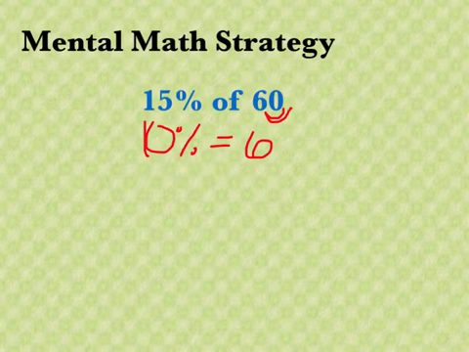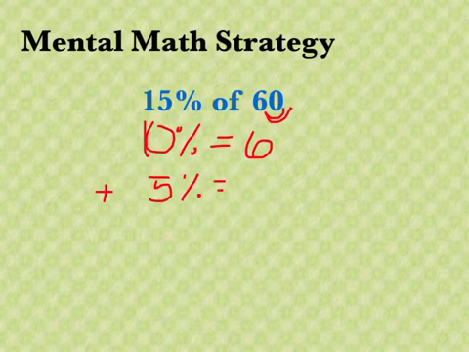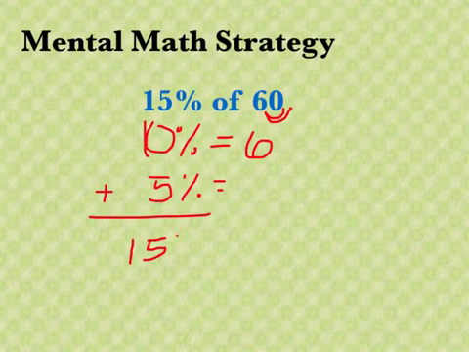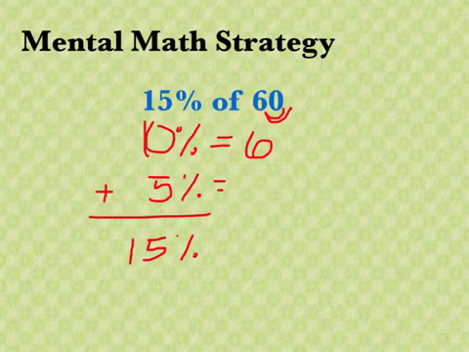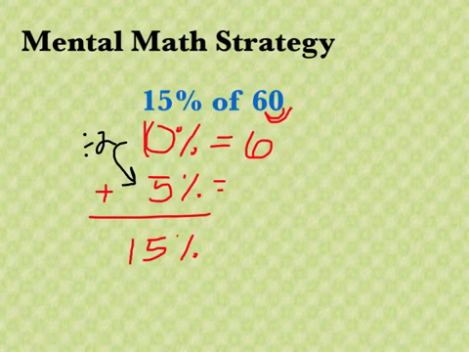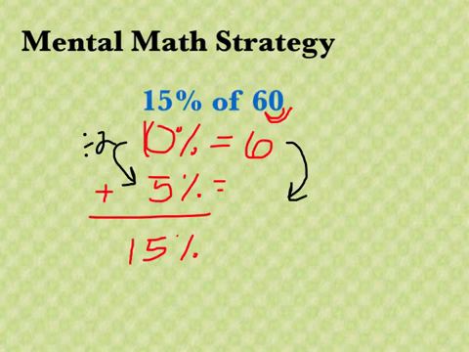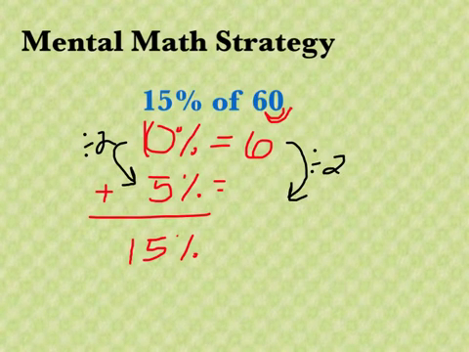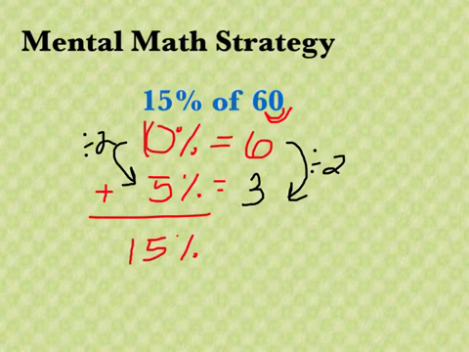What we can do is if we did 10% plus 5%, that would give us 15%. But now we need to find what 5% is. Well, if 10% is 6, and 5% is half of 10%, so to go from 10% to 5%, I need to divide by 2. What you do to one side, we're going to do to the other. So half of 6 is actually 3.